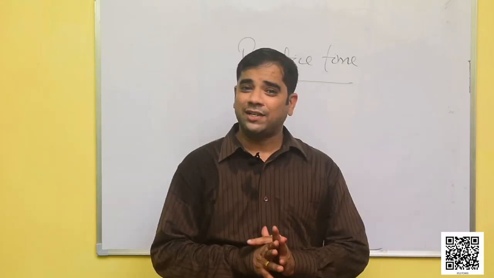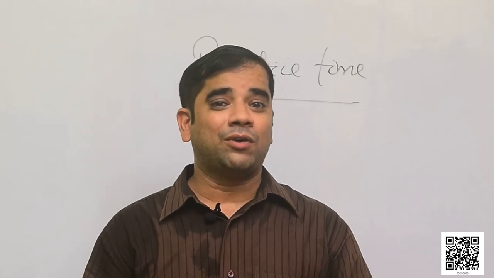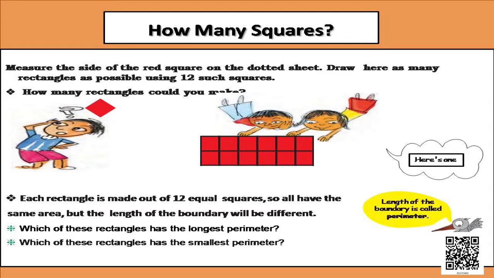Okay? So students, hope you have cleared your concept about area and perimeter of different shapes. We have learned some of the concepts of how many squares. It's chapter number 3 of the Math Magic book. Okay? So what is the chapter? How many squares? Isn't it? So we have gone through many things, isn't it?